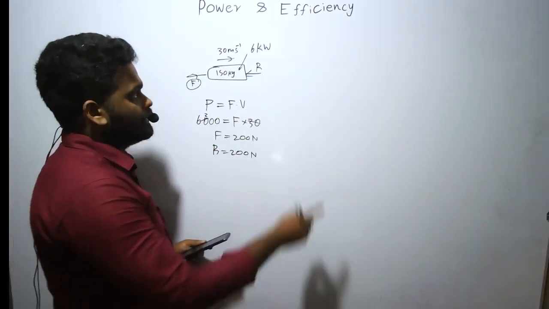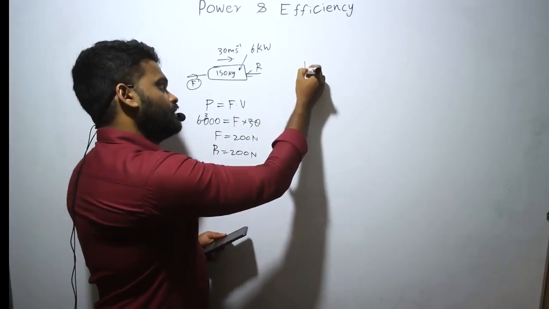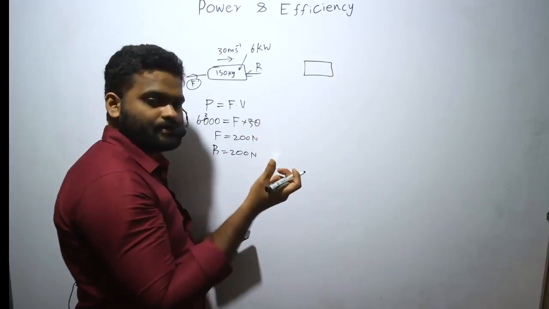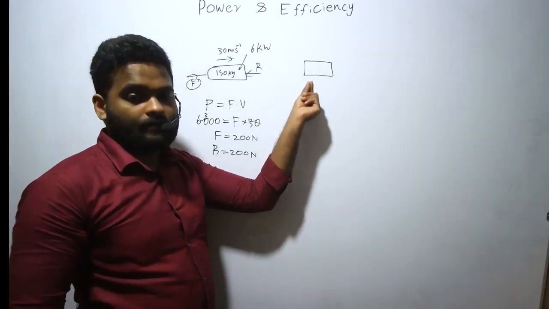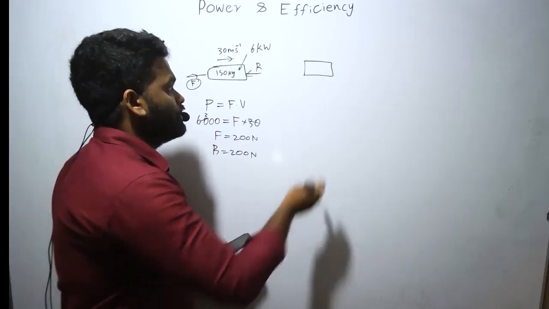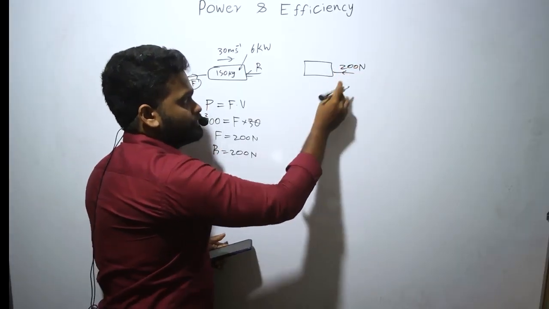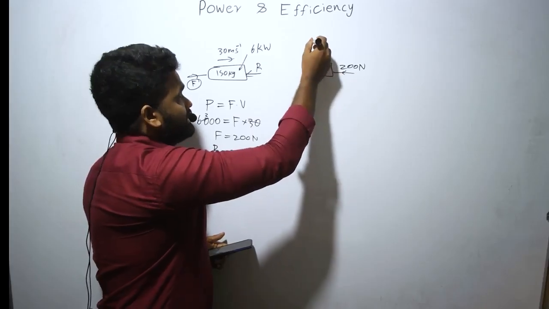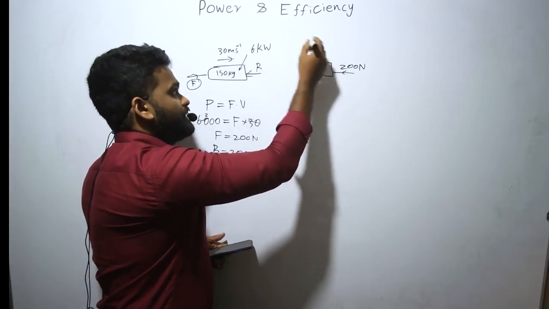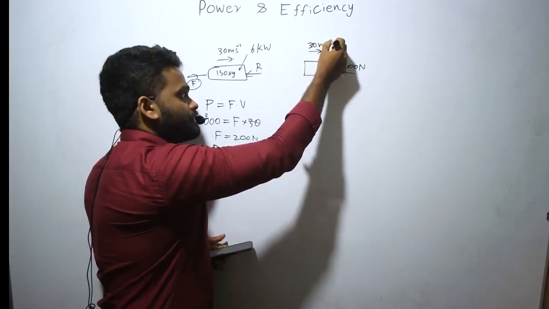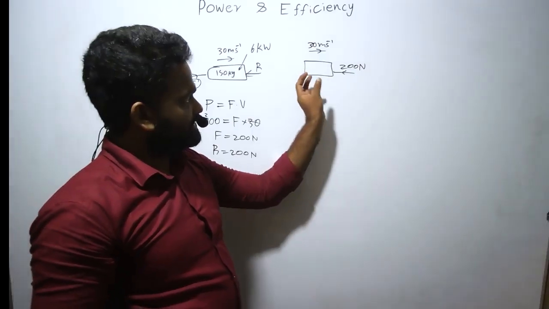Right. So in the second case, let's say now the engine is switched off. So what happens when the engine is switched off? There is no longer the driving force. Only the resistive force is there, and they say it doesn't change, so it is 200 Newton. And the moment the engine is switched off, the speed is 30 meters per second. So this is the initial case.